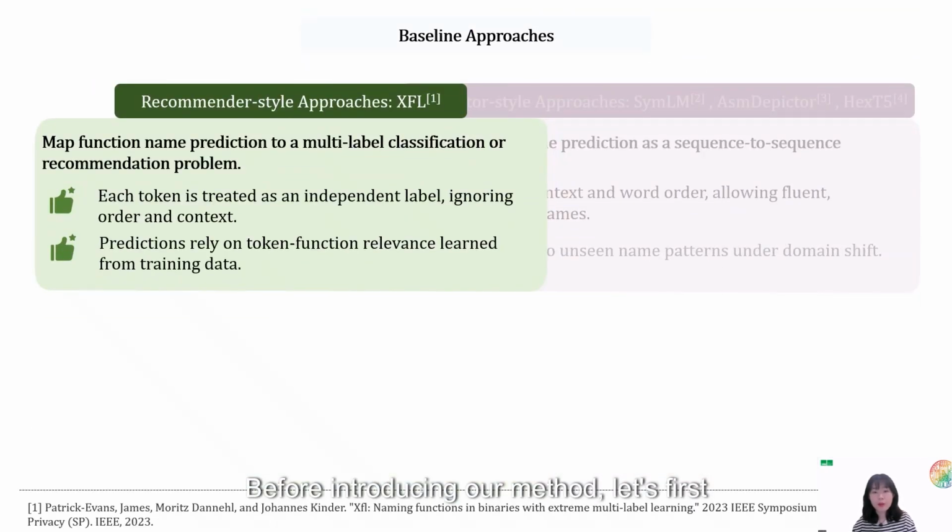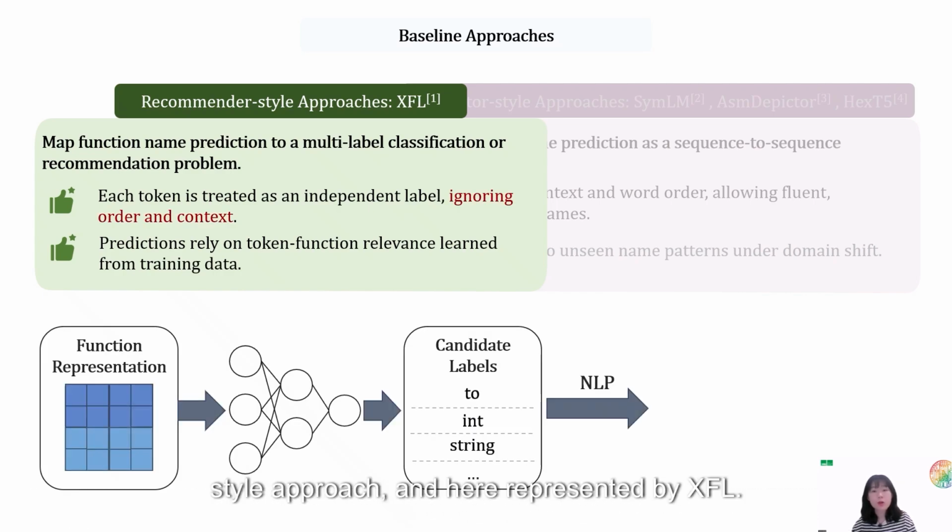Before introducing our method, let's first look at the baseline approaches for learning-based function name prediction. They generally fall into 2 categories: recommender-style approaches and translation-style approaches. The first category is the recommender-style approach, here represented by XFO. The idea is to treat function name prediction as a multi-label classification or recommendation problem, and each token in the function name is treated as an independent label. That means the model decides yes or no for each token, without considering the order or the context between tokens.